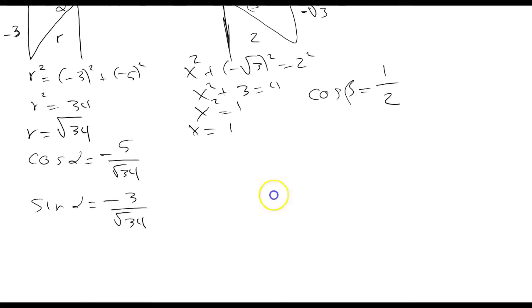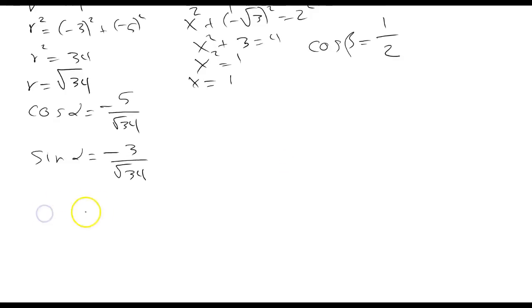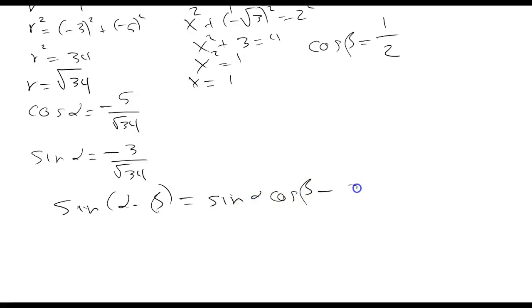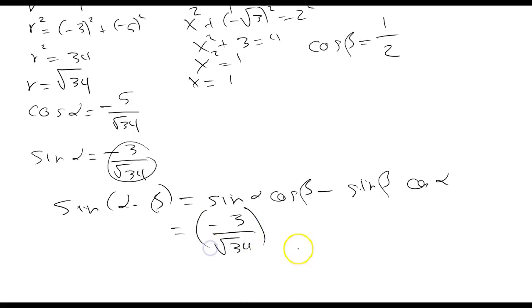So, we were again asked to find sine of alpha minus beta. Now let's expand it again. Apologize for the writing. Sine alpha cosine beta minus sine beta cosine alpha. And we substitute in the values that were given. Now sine alpha we know is this number right here. So it's going to be negative 3 over the square root of 34. Put a brackets there. Cosine beta we just found up here is 1/2.